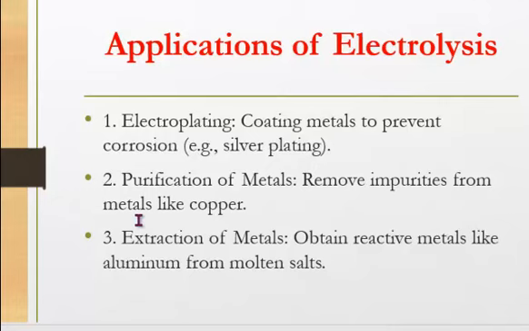For example, the stainless steel that we normally use at home is coated so it can't rust, because rust is dangerous to human health. So that is electroplating: coating of metal with another metal to prevent corrosion. The second one is purification of metal, removal of impurities from metal, like copper. When a metal has impurities, we use electrolysis to remove the impurities from it. Then extraction of metal: obtaining reactive metals like aluminum from the molten state. They are used to extract metal from a molten state.